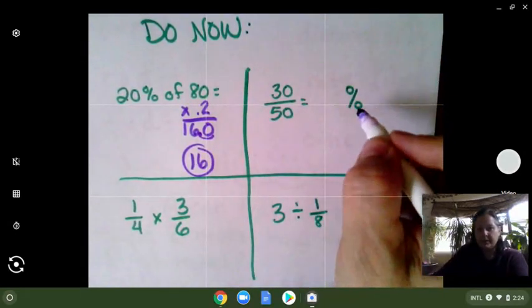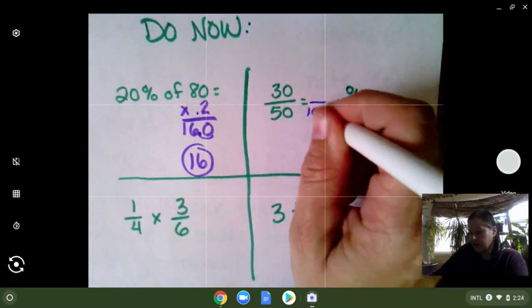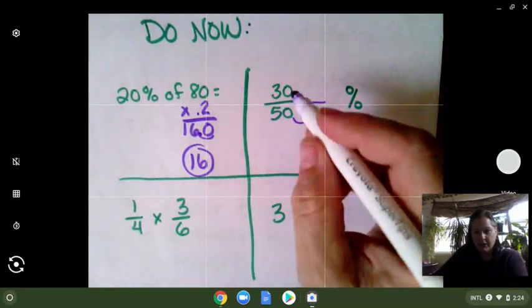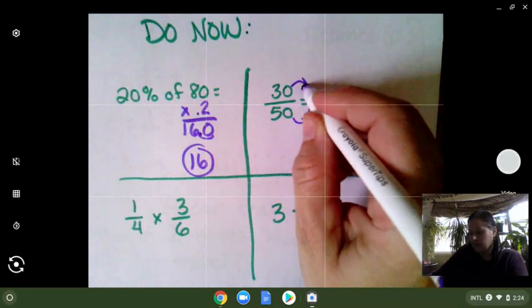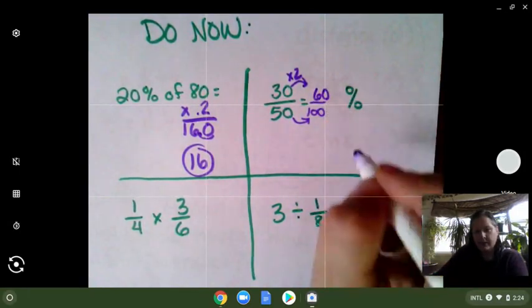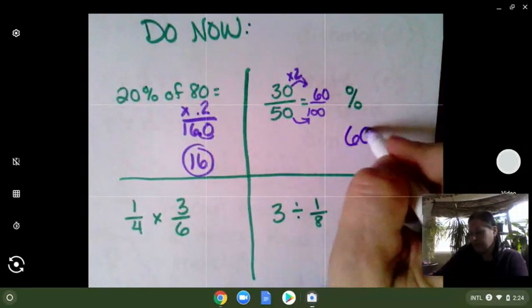So remember, a percentage is always a number out of 100, and we can easily make 50 into 100 by multiplying by 2. Whatever we do to the bottom, we need to do to the top. So 30 times 2 would be 60. 60 over 100 is equal to 60%.